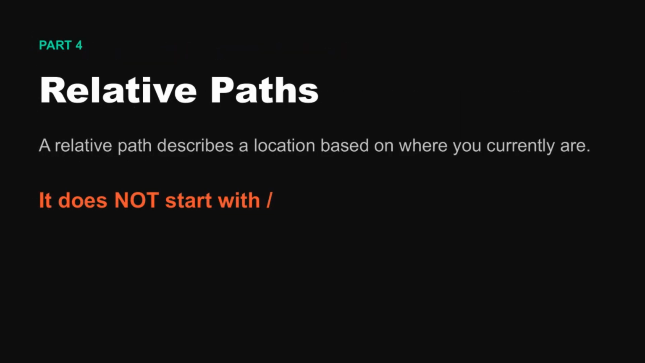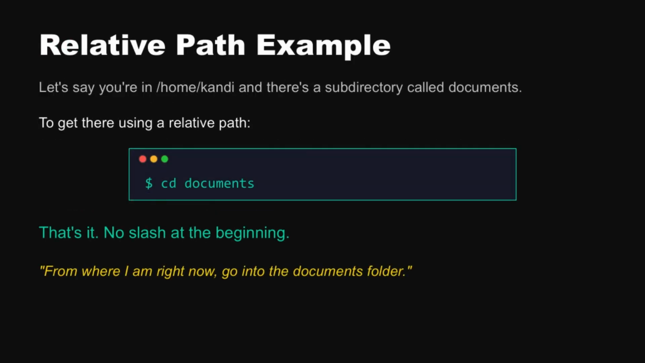Now, the second way, relative paths. A relative path describes a location based on where you currently are, and it does not start with that /. So you're just saying, from where I am right now, go into the documents folder. No leading slash. Just describe the path relative to your current location.